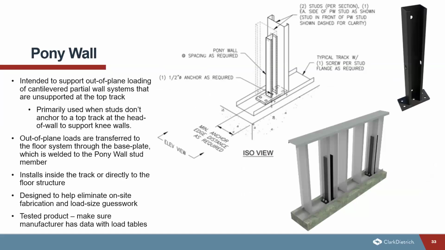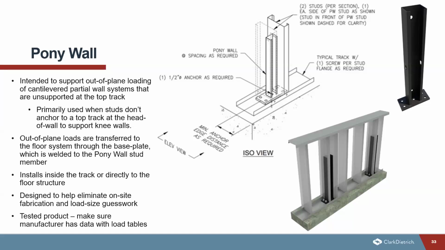Lastly, for the rigid connections, we're going to talk about a pony wall. That's going to be intended to support those out-of-plane loading of the cantilever partial wall systems. Typically, they're unsupported at the top track, so they need that additional support. They're primarily used when the studs don't anchor to a top track at the head of wall to support the knee walls. So a good example to be thinking of at this is going to be a counter of a nursing station, or any kind of partial wall that you see in an office building.